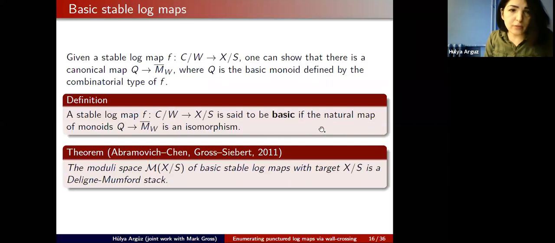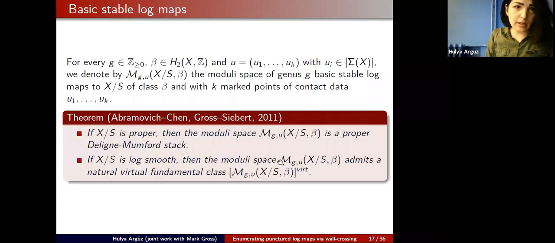And so the theorem then says, if you look at the moduli space of basic stable log maps with target X over C, then this is a nice Deligne-Mumford stack. And you can do enumeration, and everything is nice. So you look at this basicness condition, it is important.